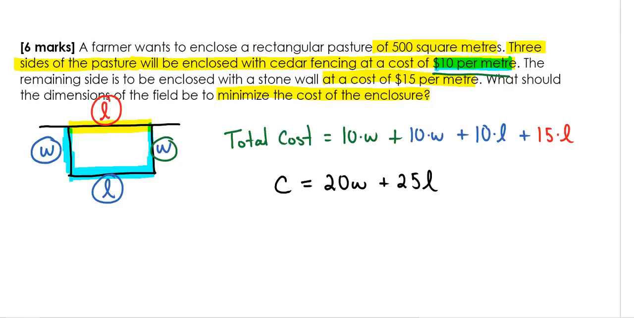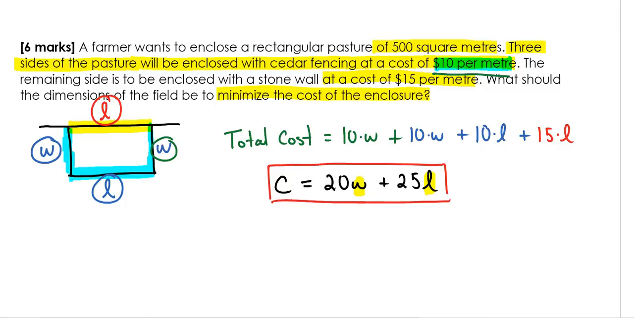Okay, now I want to find the derivative of this expression right here, but the problem is I have too many variables. I have a W here and I have an L over there. So the goal is I want to eliminate one of those variables by using a different equation, and then I want to find its derivative.